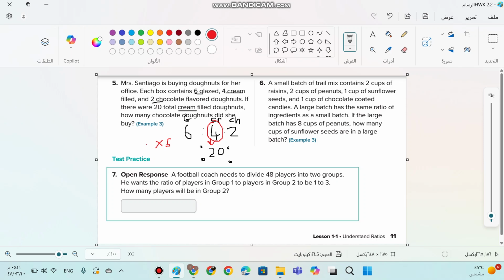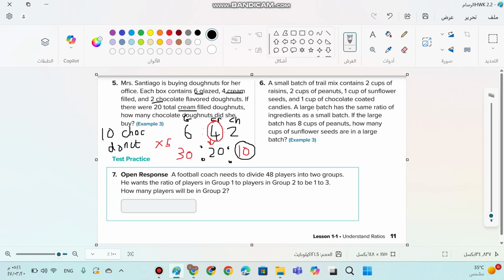So then if I do 6 times 5, I need 30 glazed, and 2 times 5 also, so I need 10 chocolate. What's the question about? Chocolate donuts. So here we go. I need 10 chocolate. So I can just put in the answer 10 chocolate donuts. I can even write it the American style, donut.